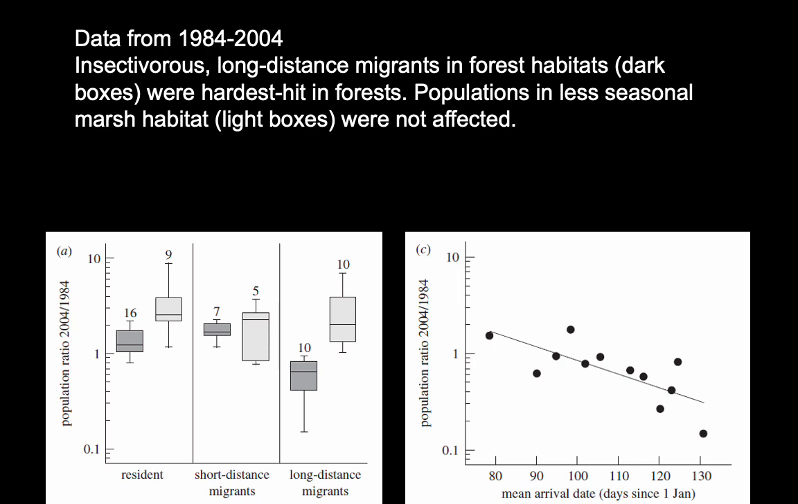And long distance migrants, which tend to be obligate, so they're really far away. They don't know what the breeding conditions are like in the breeding grounds. They just, when the time comes, they go, and they tend to be more hardwired. In two different habitats, the dark boxes are forest habitats. The light boxes are wetlands or marsh habitats.